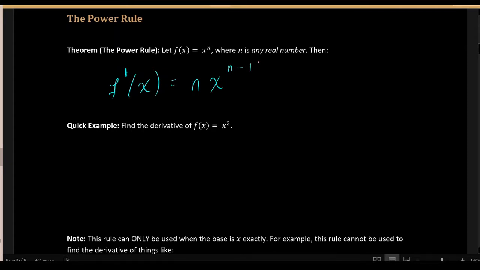Now, sometimes you will see this formula represented in a slightly different way. So if you're reading a book or looking at another video, you may also see this written as d/dx of x^n equals n times x^(n-1). This is exactly the same meaning, it's just expressed in a slightly different way. This is saying that the derivative of x to the n is n times x to the n minus 1.